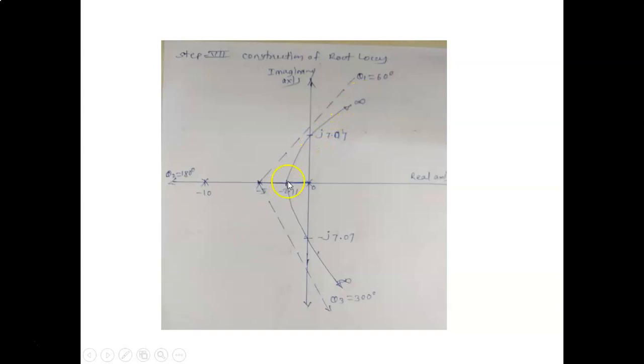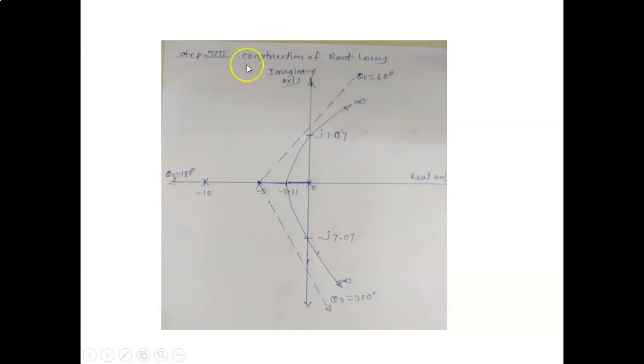This is the first branch. Another branch will come on the downward side. It will intersect the imaginary axis at -7.07j, and it will go to infinity. And a third branch will be there. It will start from -10, and it will go to -infinity. Therefore, these are the three branches of the root locus. Therefore, this is your root locus graph.